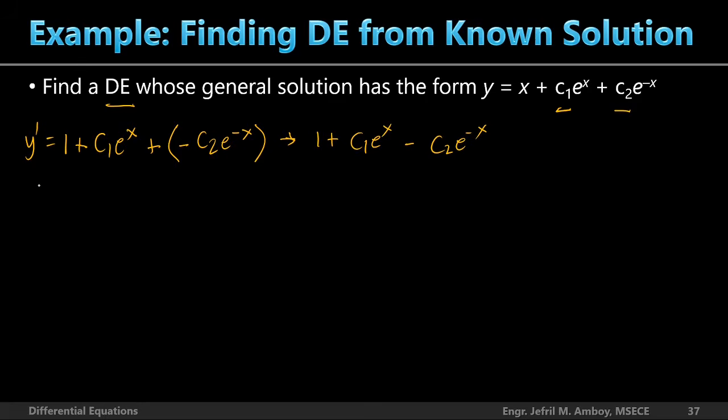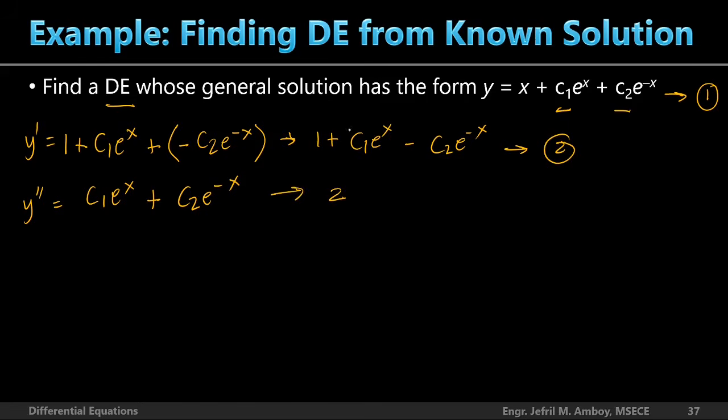Okay, now, let's get the second derivative. The second derivative is, for this term, the derivative is 0. And here, the derivative is c1 e to the x. And then, negative of negative will give us a positive term, c2 e to the negative x. Okay, so we now have the two derivatives, y prime and y double prime. So now, how are we going to eliminate c1 and c2? For example, let us call this equation, equation 1. Let's call this equation 2. And let's call this equation 3.